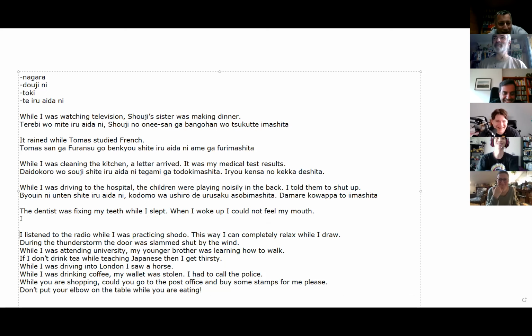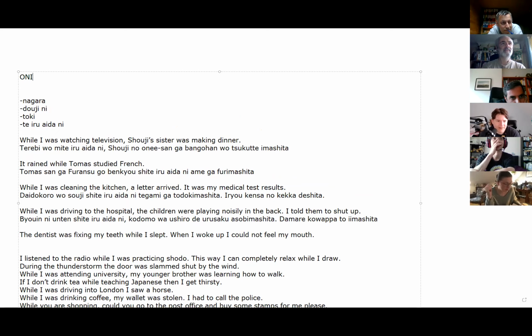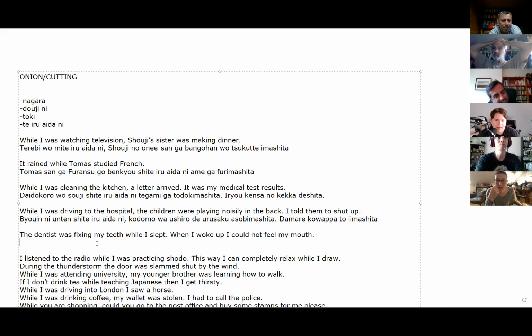Koappa. Luis, the dentist was fixing my teeth while I slept. When I woke up, I could not feel my mouth. I'm not sure. The Nagara thing just somehow passed me. I remember this example. There's a regulation for Nagara, which is that the two tasks need to be carried out by the same person. So in this case, could you use Nagara? I cannot do Nagara. No, correct. Yeah, you're correct.